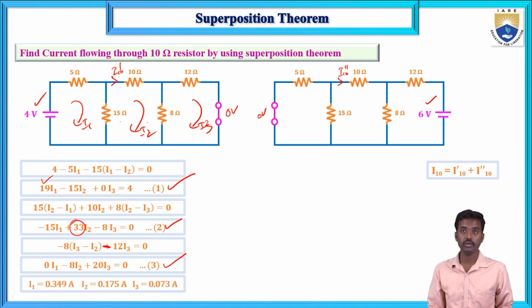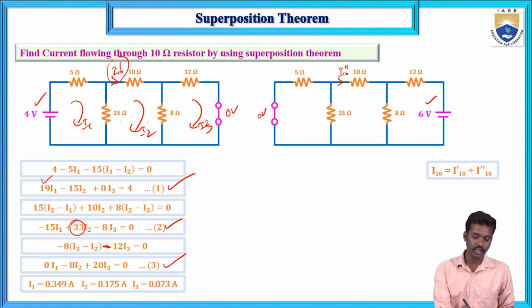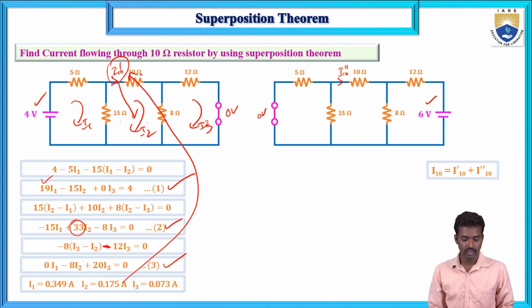Solving those equations, I1 equals 0.0449, I2 equals 0.175 and I3 equals 0.073. Now here, I10 dash we need only from the mesh analysis. So I10 dash means the I2 current. So what is the I2 current? I2 current is the I10 dash individual response current. Here we need I10 dash to find out the current flowing through the 10 ohm resistor. We need individual response 1 and individual response 2.